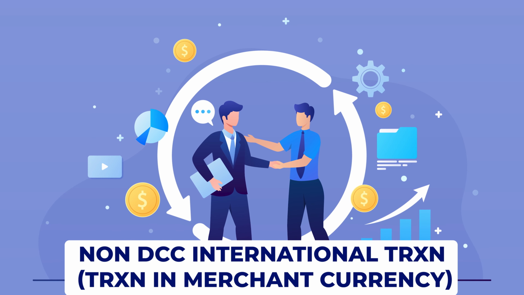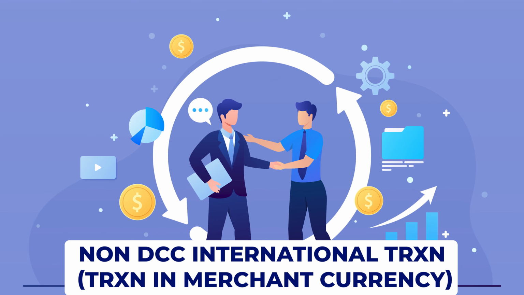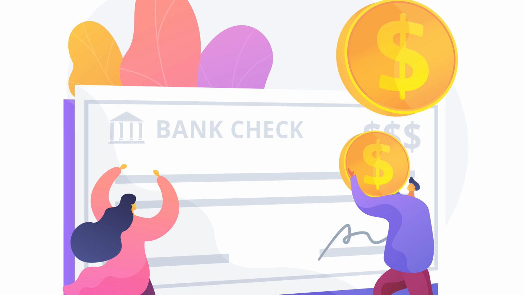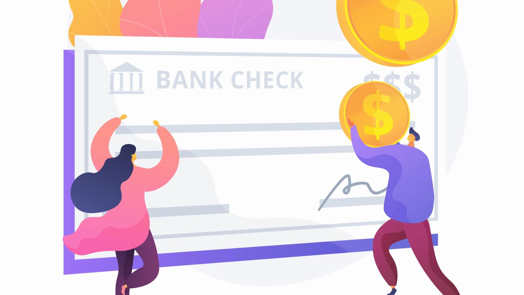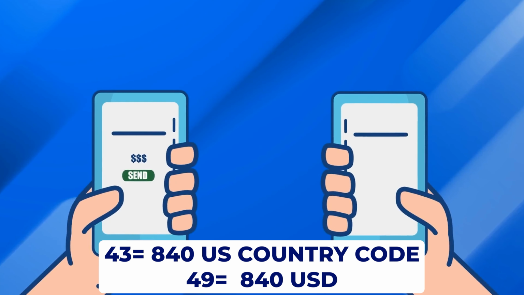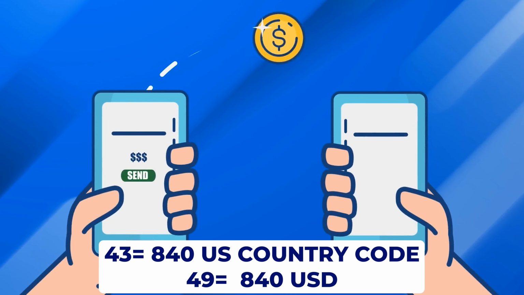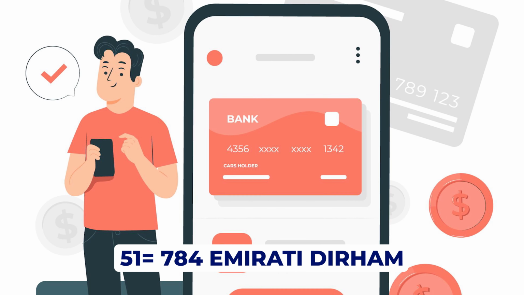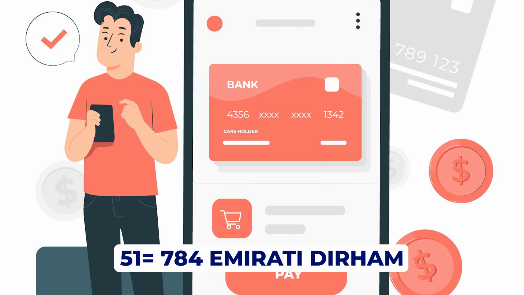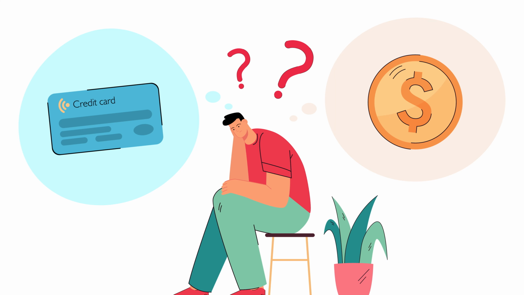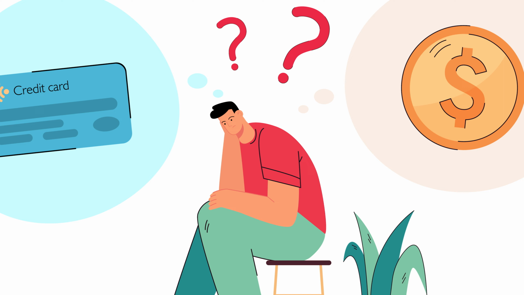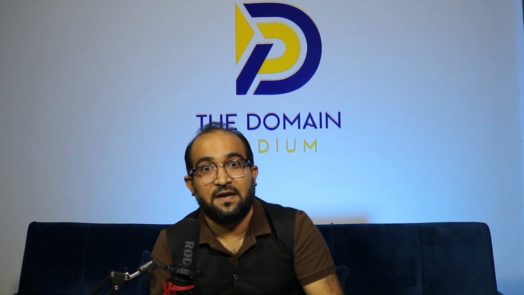Whereas in the case of a non-DCC transaction, what will happen? The customer will perform the transaction in USD, in merchant currency. So transaction currency also will come as 840. Merchant country code will also be 840, whereas data element 51 will be 784, which is the UAE currency code. So in this case, 49 and 51 are not matching. 49 is in the merchant currency, which is the transaction currency, and 51 is in the billing currency, correct?